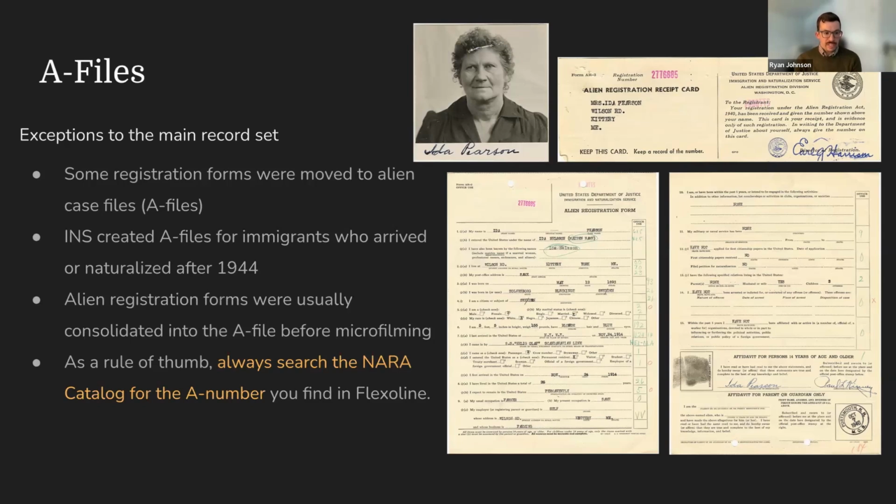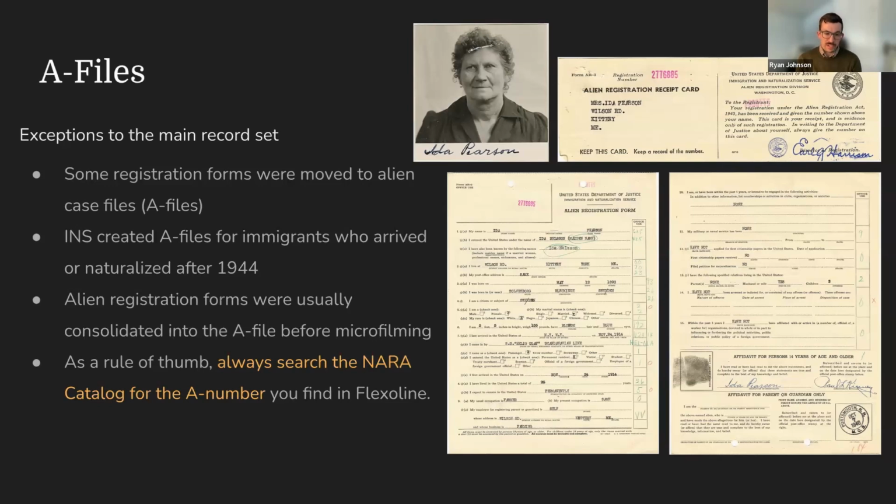So typically, the alien registration forms were consolidated into the A file before they were microfilmed and destroyed. As a rule of thumb, I always search the NARA catalog, the National Archives catalog, for the A number that I find in Flexoline, just in case there's an alien case file to be found. Those are all cataloged. I shouldn't say all. Individuals who were born more than 100 years ago are cataloged by their alien registration number and by their name.